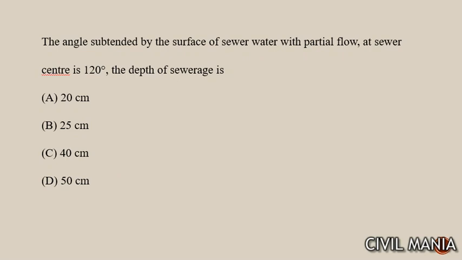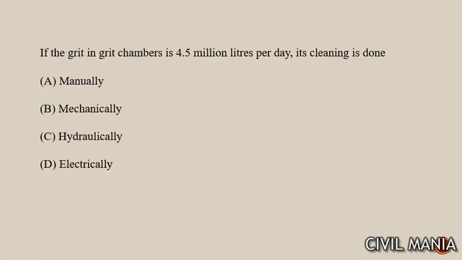The angle subtended by the surface of sewer with partial flow at sewer center is 120. What is the depth of sewage? The depth of the sewage will be 20 centimeter, 25 centimeter, 40 centimeter and 50 centimeter. It will be 50 centimeter. Next is, if the grit in the grit chamber is 4.5 million liters per day, each cleaning is done manually.